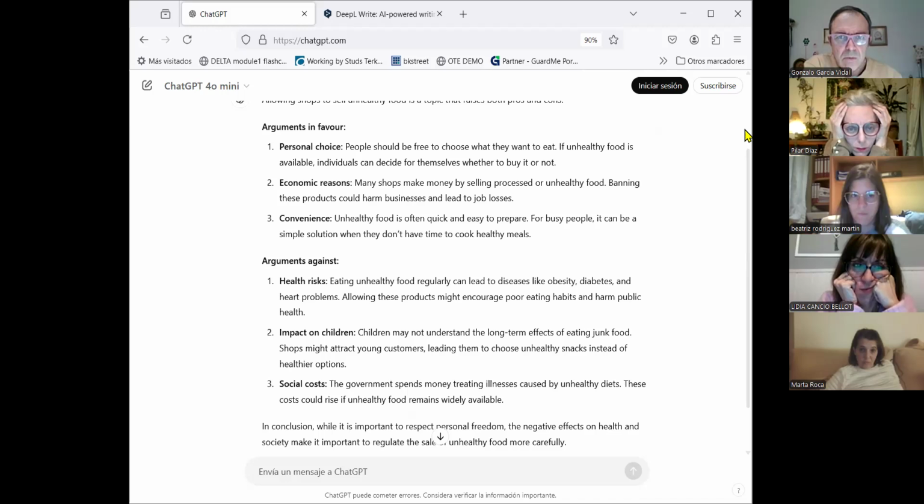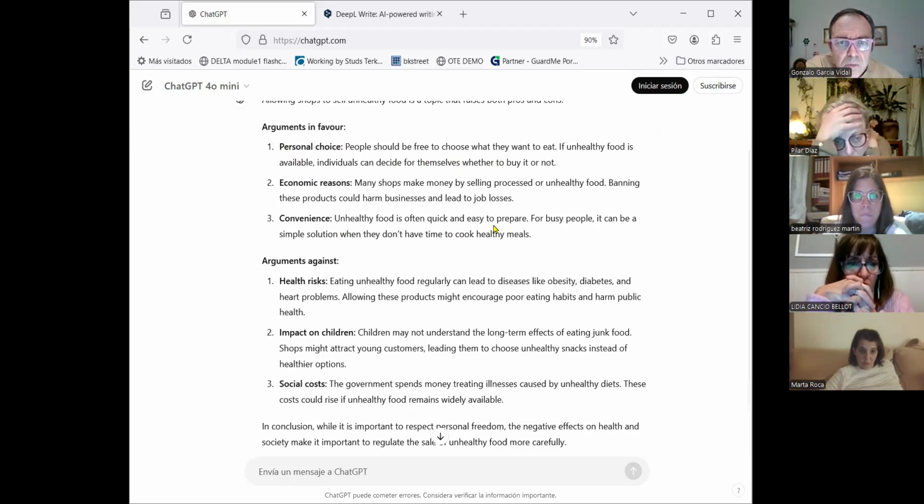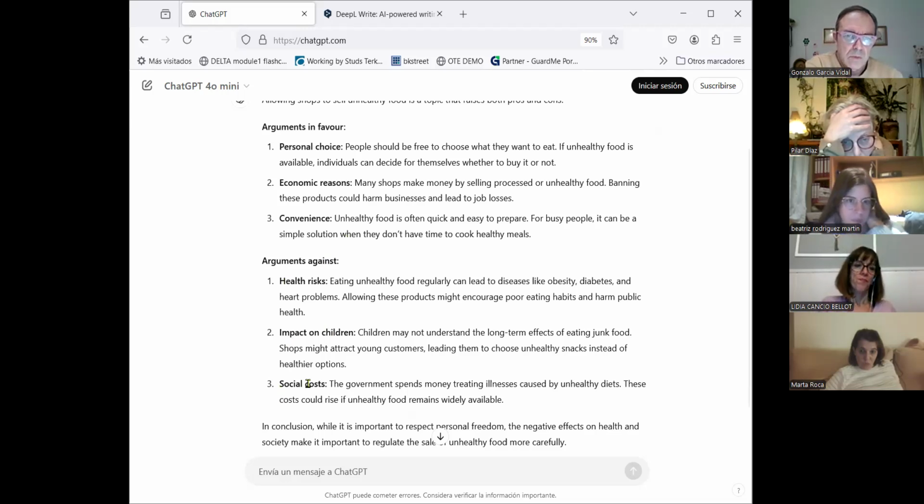And the arguments which Mr. Artificial Intelligence has used are very similar to ours. Arguments in favor: personal choice. People should be free to choose. Individuals can decide for themselves whether to buy it or not. Economic reasons. It's good for business. If not, the shops would have to close. Convenience. It's quick and easy to prepare. It's a simple solution. And the arguments against: the health risks, impact on children, and social costs.